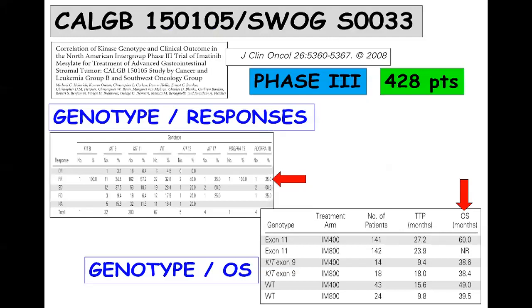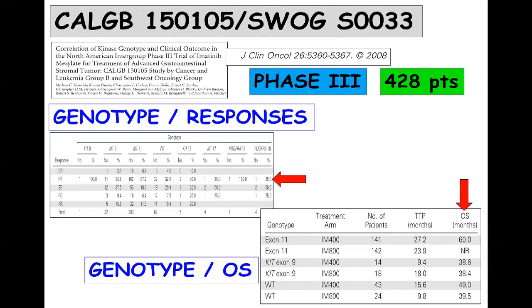Another trial, the CALGB 150105 or SWOG S0033, published in JCO in 2008, a 428 patient phase 3 trial, and we can see the responses according to the genotype.